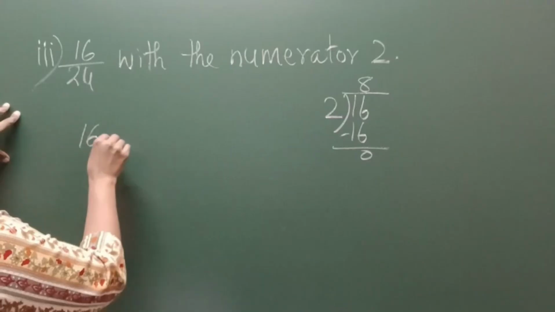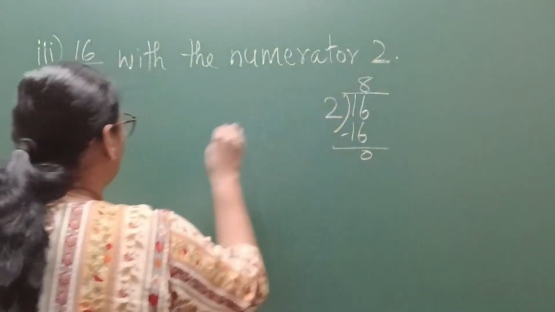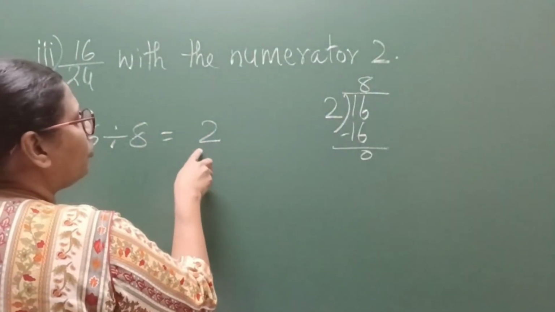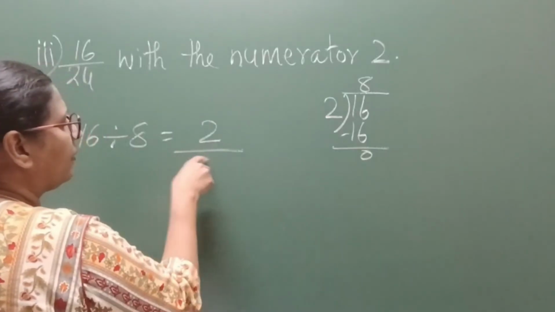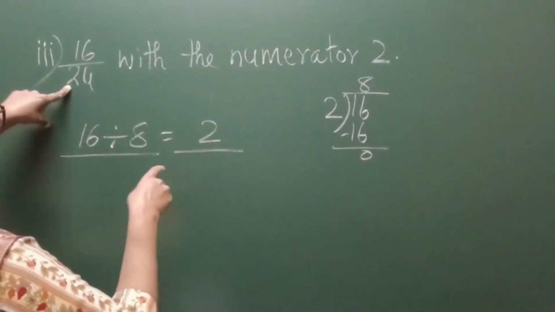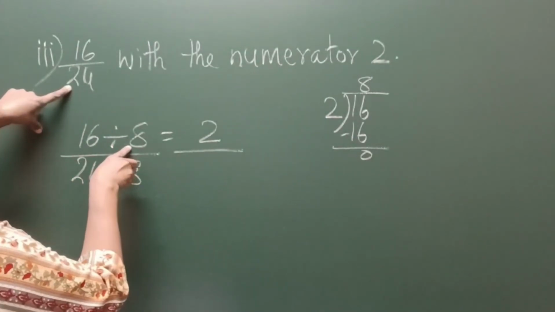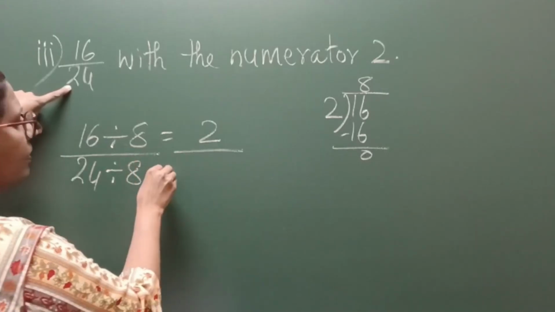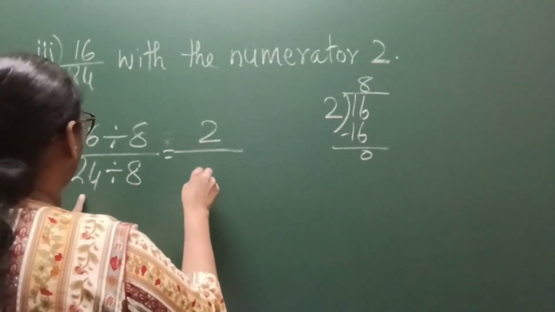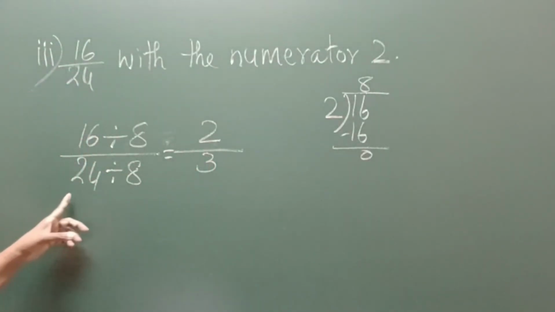So 16 divided by 8 is equal to 2, which is the new fraction's numerator. Now we have to divide 24 by the same factor, then we get the new denominator. 3 eights are 24. Did you understand this?